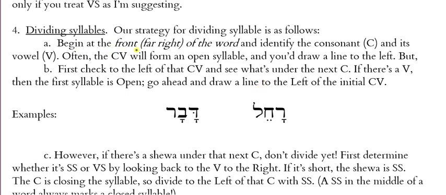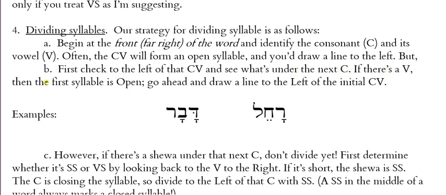First of all, begin at the front of the word, and as you remember, Hebrew is read from right to left, so the front is going to be the far right of the word. You're going to identify the consonant and its vowel. The vowel's usually going to be under the consonant. There are some vowels that are to the left and even to the left and above. Often, the consonant-vowel combination will form an open syllable, and then you would draw a line to the left, okay?